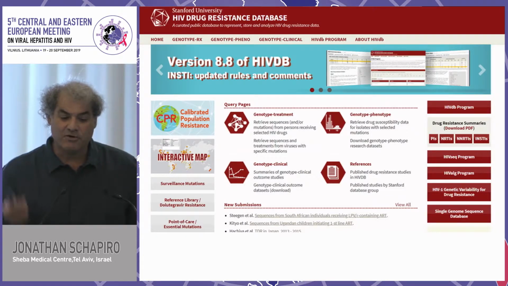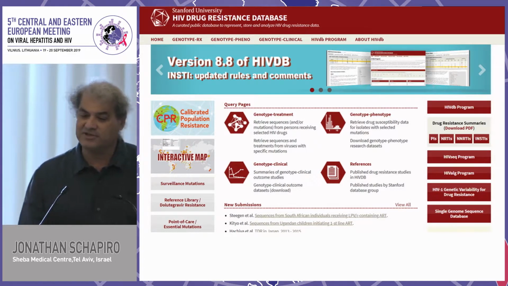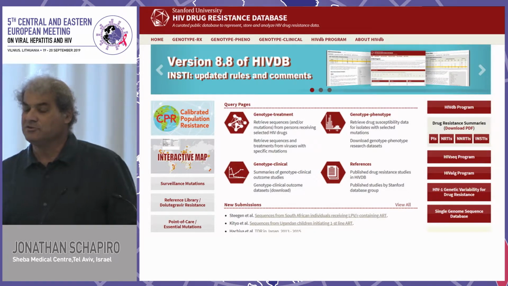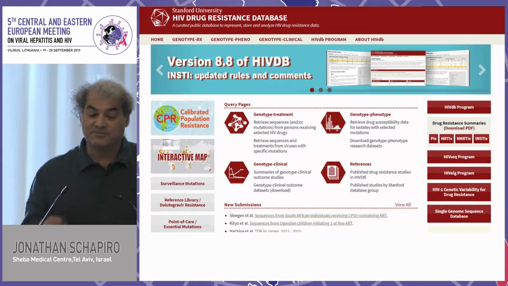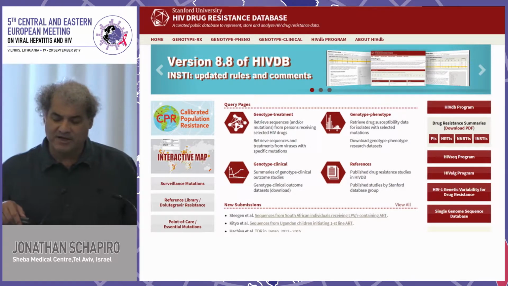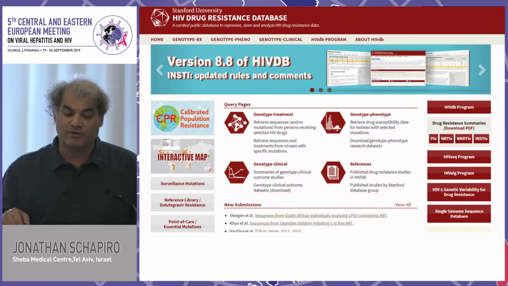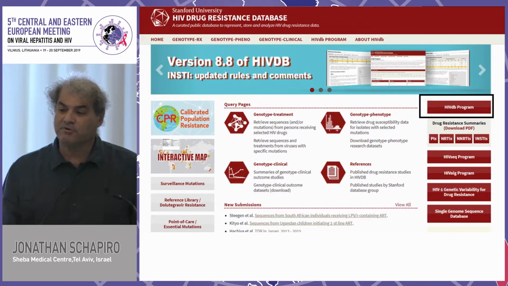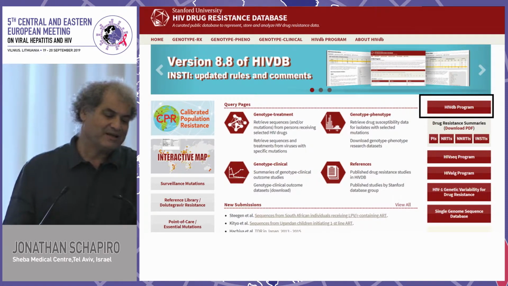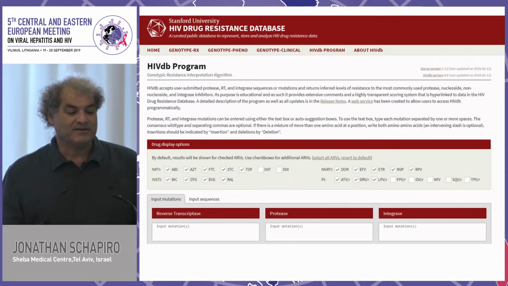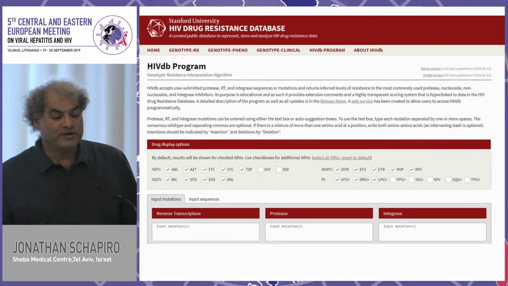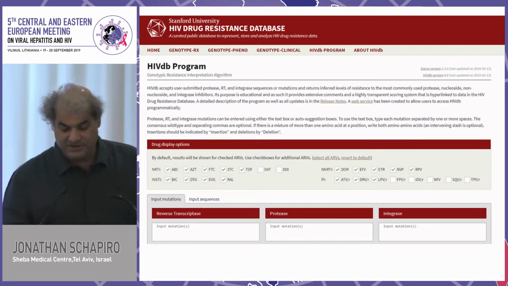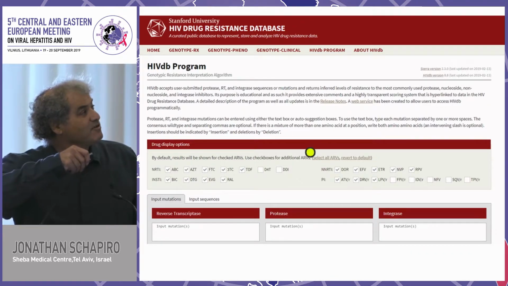I think some of you may be familiar with this. So you go to the Stanford database, and the page opens, and there's lots of things you can do. You can have a lot of information, but we're going to look at the part of the database which interprets the resistance for you. So where do you click? You click right here. HIV program says, you have mutations that you want us to interpret for you. You click on it, and the screen looks like this. And it's showing you all the different drugs. You see all those drugs there? These are all the drugs that you will get an interpretation of.